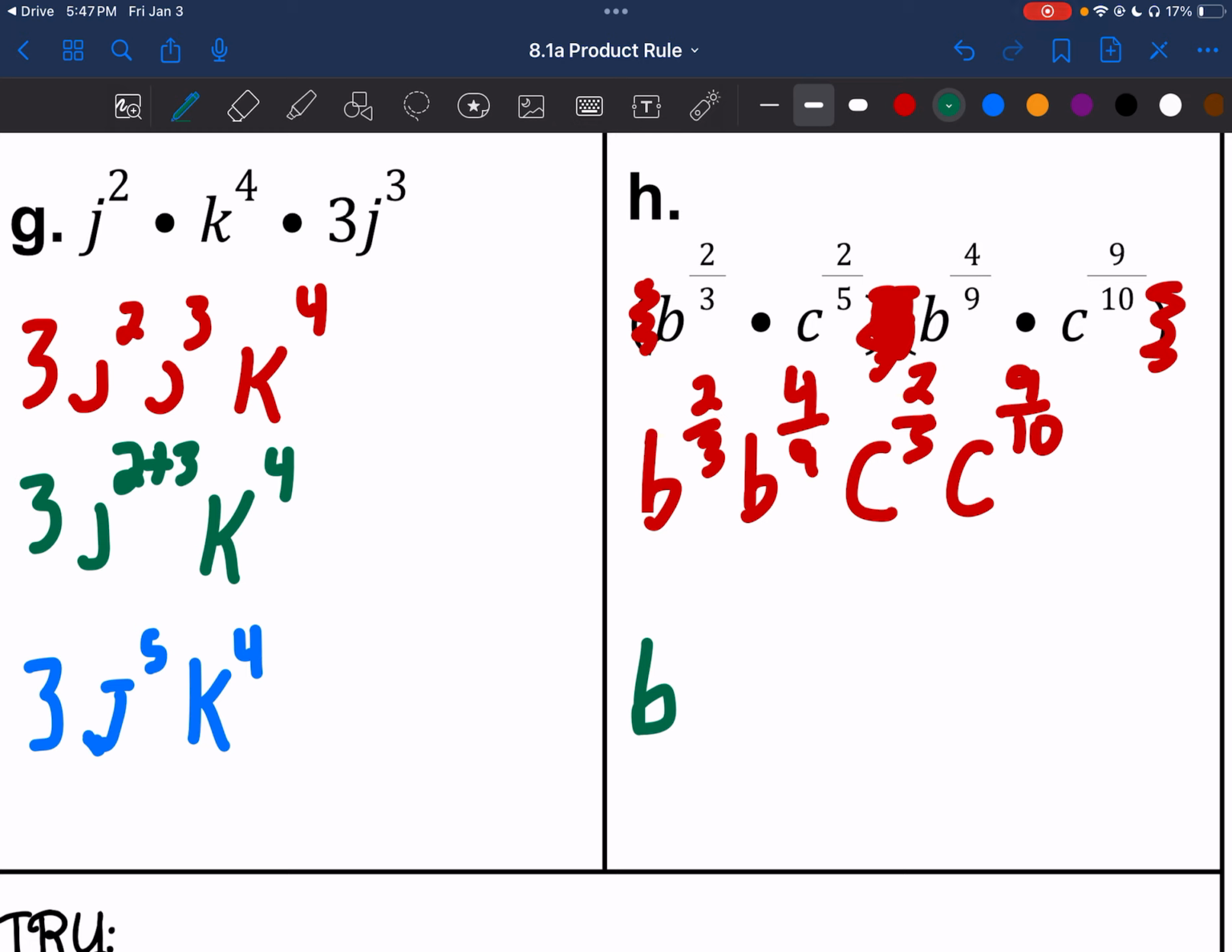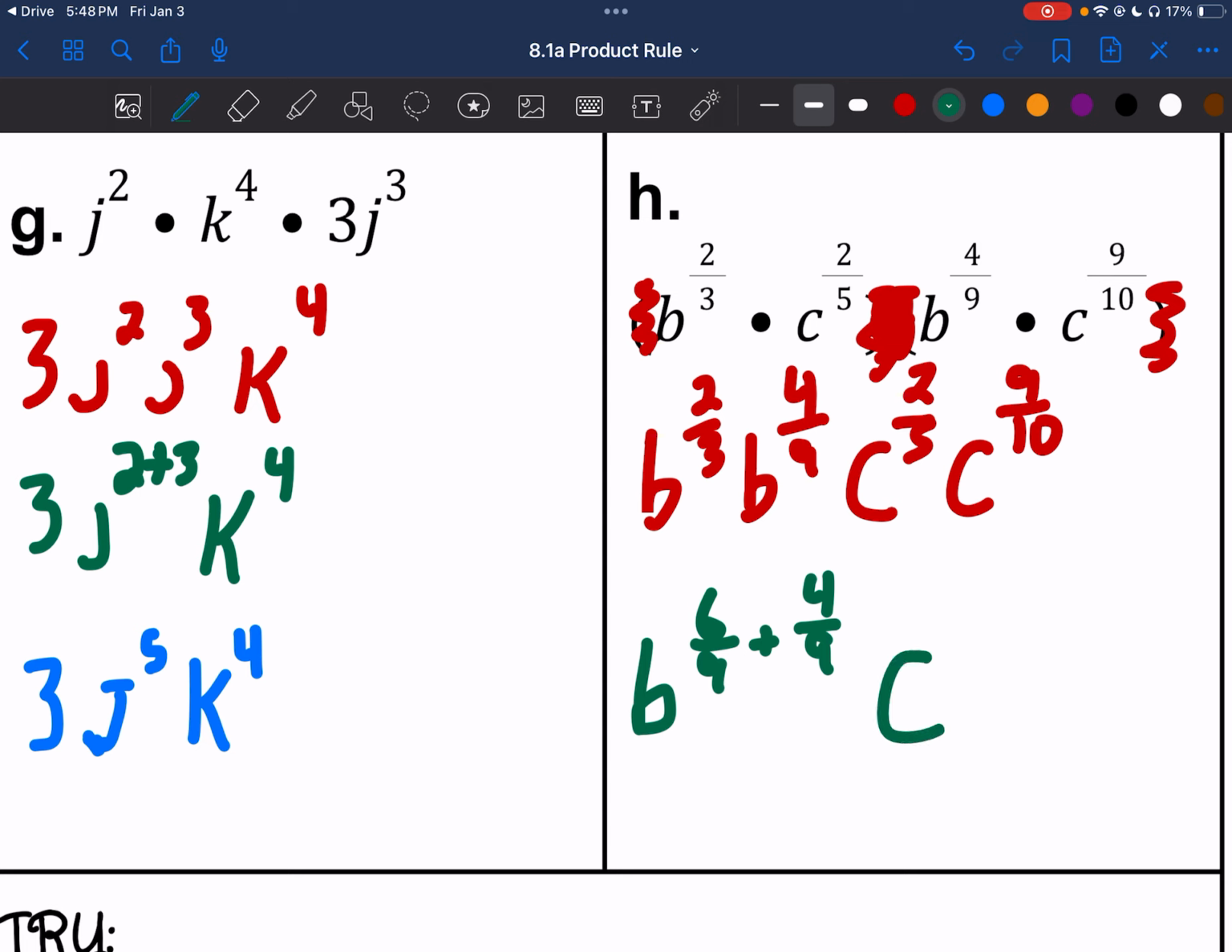Well, I could figure out what 2/3 are and convert that into ninths, right? Multiply by 3 over 3. We're multiplying it by 1. Right? So that's that multiplication property of 1 that we talked about in our first semester. So if we do that, we end up with b to the 6/9 plus 4/9, right? So 3 times 2 is 6, 3 times 3 is 9. So 6/9 plus 4/9. All right.